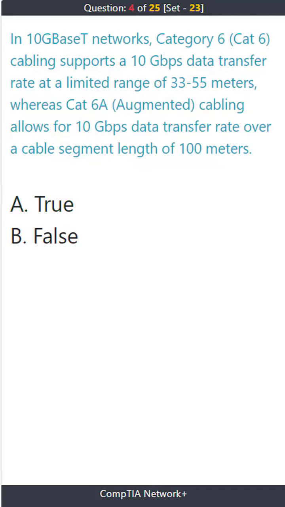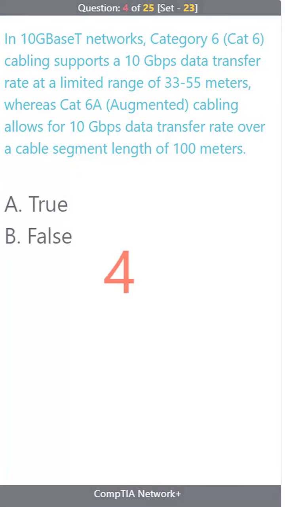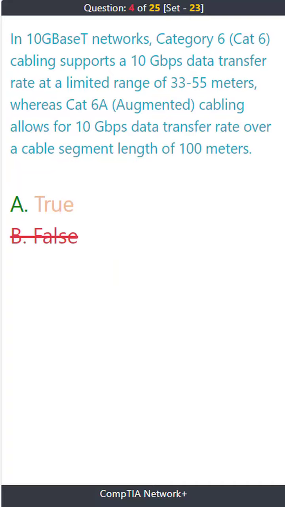Question 4. In 10G-base-T networks, Category 6, Cat6, cabling supports a 10 Gbps data transfer rate at a limited range of 33 to 55 meters, whereas Cat6a, augmented, cabling allows for 10 Gbps data transfer rate over a cable segment length of 100 meters. A. True. B. False. The correct answer is A. True.